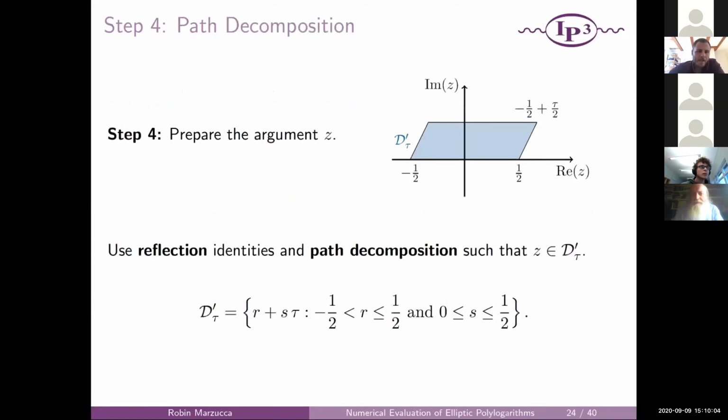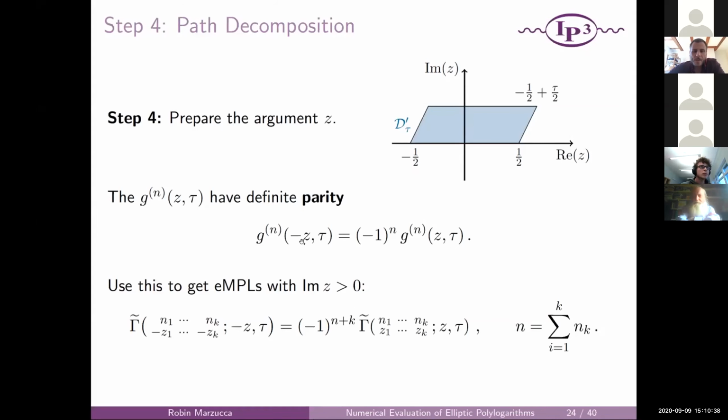Okay, once we've done that, we come to step 4, which is to prepare the argument z, so the upper integration boundary. And in particular, we want z to be in this half of the fundamental domain d tau. We call this d tau prime. And this can be easily done as well. So first of all, if z lies in the lower half plane, then we can use reflection identities of these g's. So we can use parity to rewrite the EMPL as an EMPL of -z. So then z is somewhere in the upper half plane.